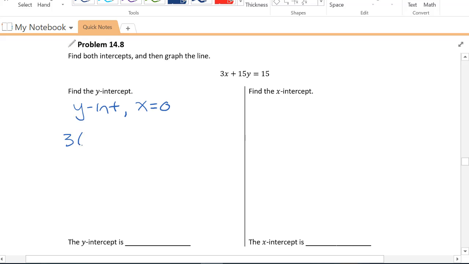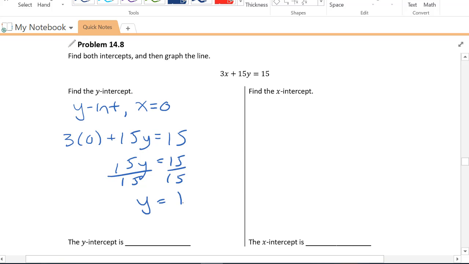So that's going to be 3 times 0 plus 15y equals 15. 3 times 0 is 0. So you're left with 15y equals 15. Divide both sides by 15. So what do you get? y equals 1. And remember, our x is 0 and our y is 1. So what's that coordinate? That's going to be x and then y, 0, 1.